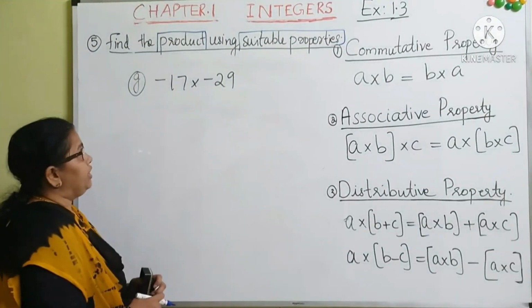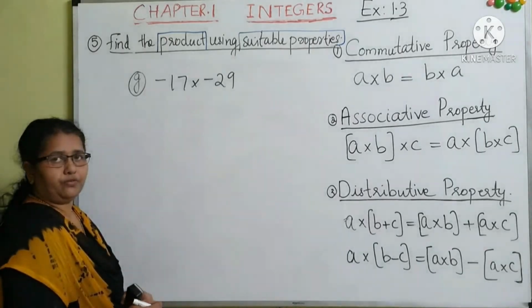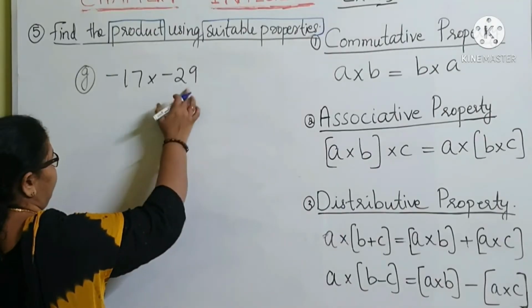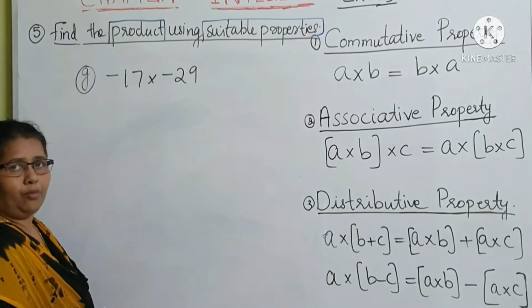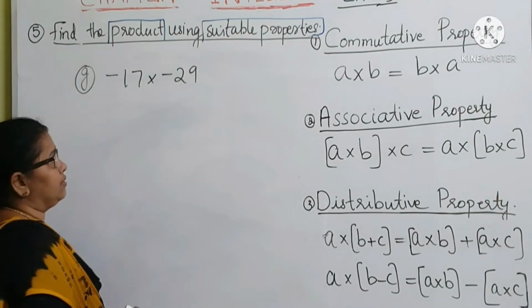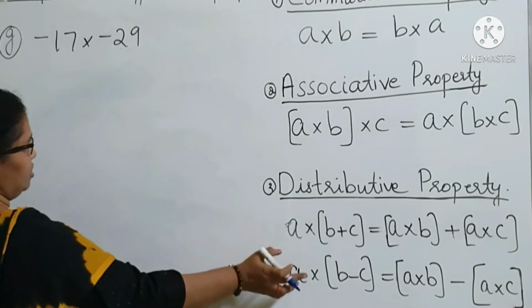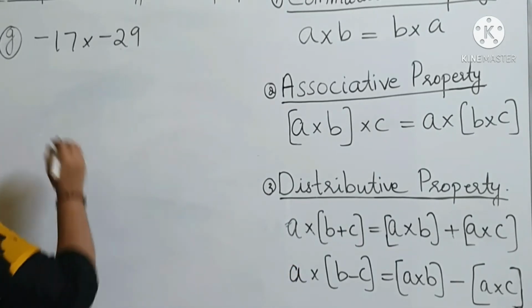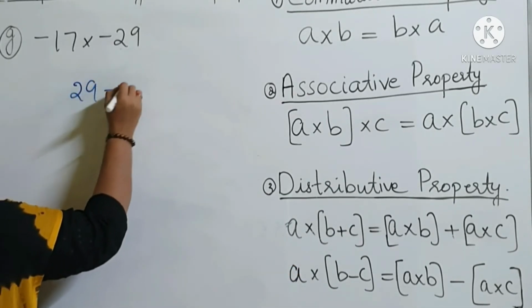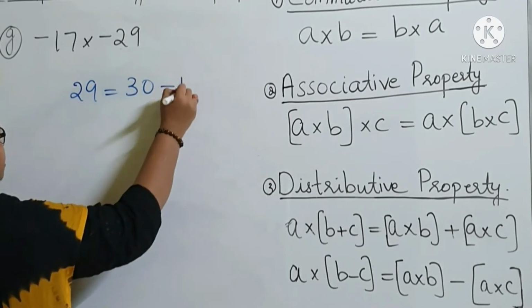Next question: negative 17 into negative 29. We cannot multiply and find the product directly. We should use some properties of multiplication of integers. So we can split this 29 or 17 and we can use the distributive property. So 29 is equal to 30 minus 1.